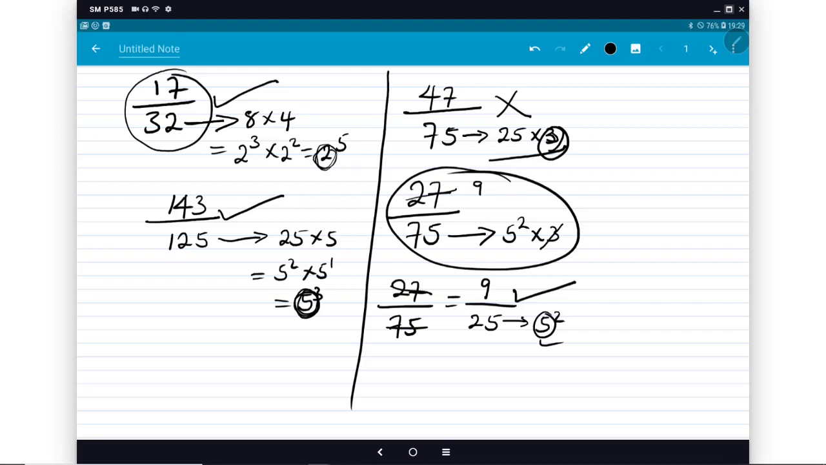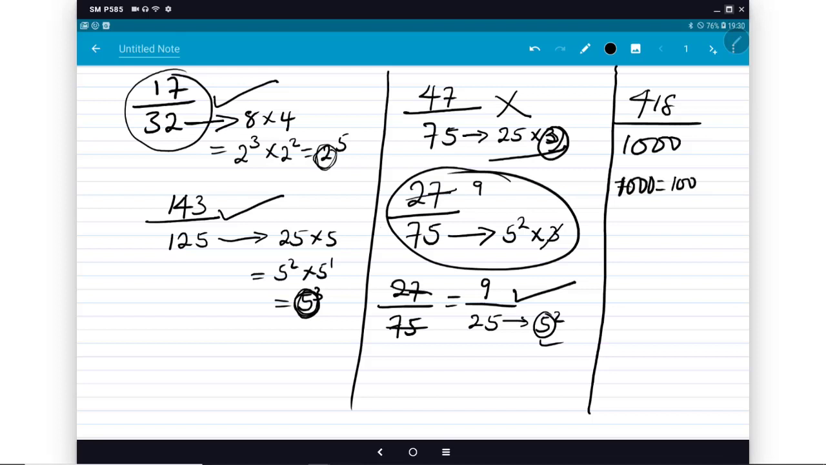So the simple idea here is, once the denominator has prime factors that are only 2, or only 5, or 2 and 5, that fraction will produce a terminating decimal. Okay, so we can say, for instance, any other number, like maybe 418 divided by 1000. Okay, it is clear. 1000 is 100 times 10, which I can write as 10 times 10 times 10, which I can write as 2 times 5 times 2 times 5 times 2 times 5. So it's very clear that all the prime factors are 2 and 5.